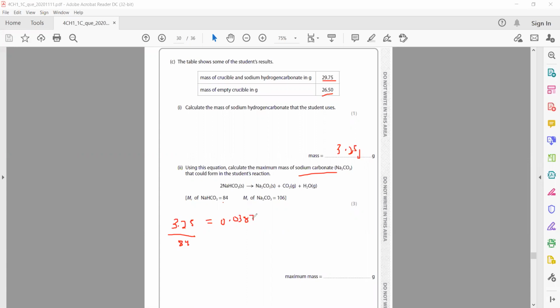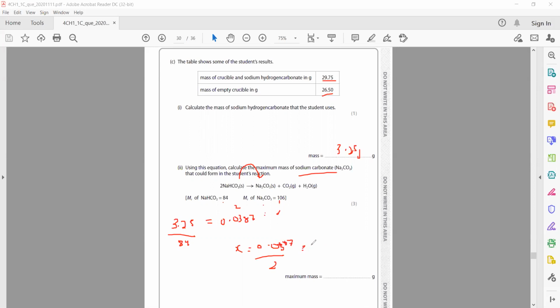0.0387. These are the moles of sodium hydrogen carbonate, and from sodium hydrogen carbonate we can get the moles of sodium carbonate. The ratio is 2:1. So this will be X, cross multiply. The number of moles of sodium carbonate is half of sodium hydrogen carbonate. So this will be divided by 2. So 0.0387 divided by 2.